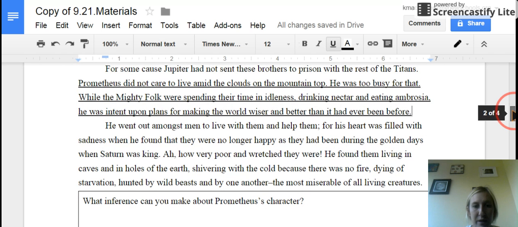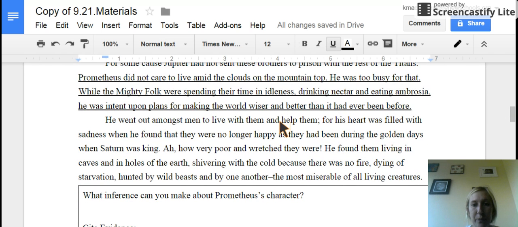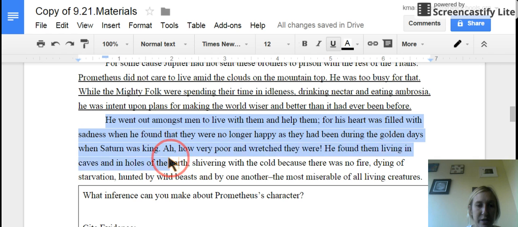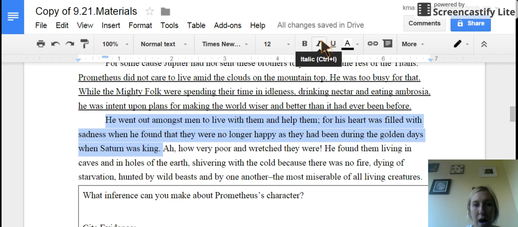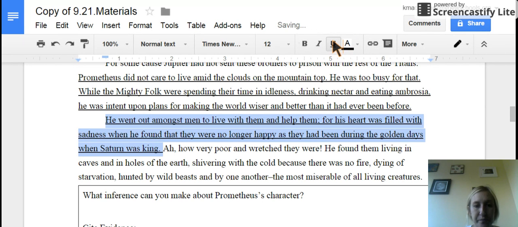He went out amongst men to live with them and help them, for his heart was filled with sadness when he found out they were no longer happy as they had been during the golden days when Saturn was king. Ah, how very poor and wretched they were. He found them living in caves and in holes of the earth, shivering with cold because there was no fire, dying of starvation, hunted by wild beasts and by one another, the most miserable of all living creatures.